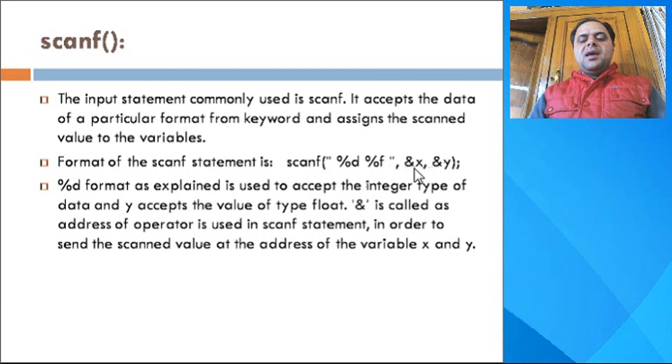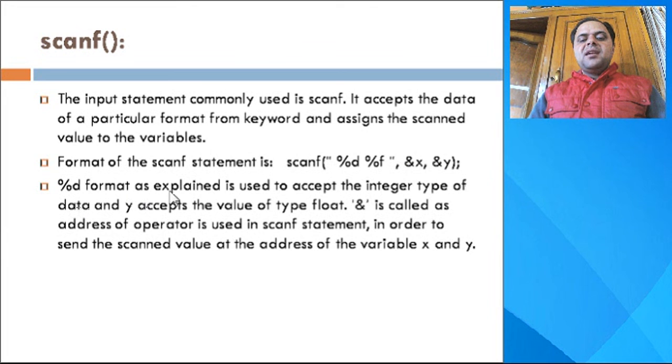So we write ampersand x and ampersand y. This is the percent format specifier. This is for integer and this is for float. So it means x is an integer variable and y is a float variable. I have used ampersand here, ampersand x. It means at the address of x we will input the value, not at x but at the address of x. We will find the address using this ampersand and we will input the value at the address of x, and similarly at the address of y.